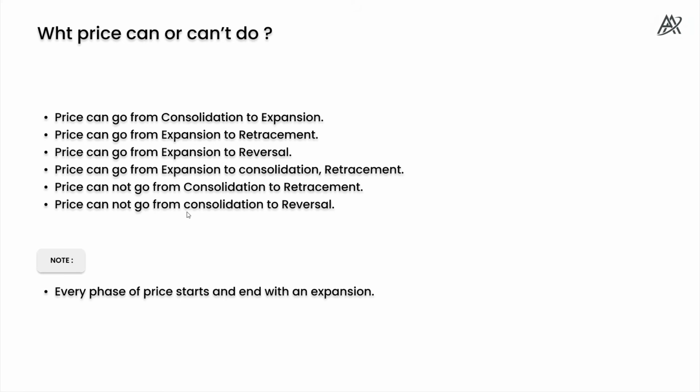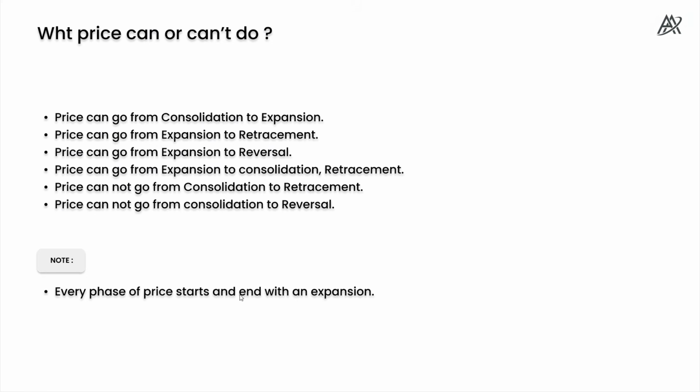So price cannot go from consolidation to reversal. Again, for a reversal to occur, we must expand into that key level first for then to expand away, right? We cannot pair reversal with the consolidation. Yeah, we can expect a consolidation to expansion, not a reversal. It's a little note for you guys.